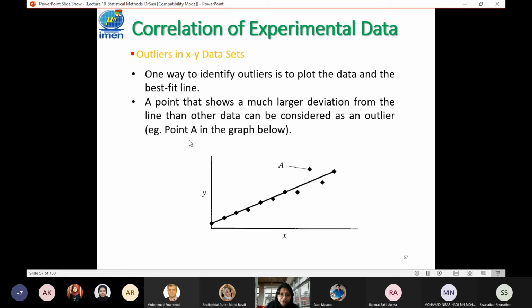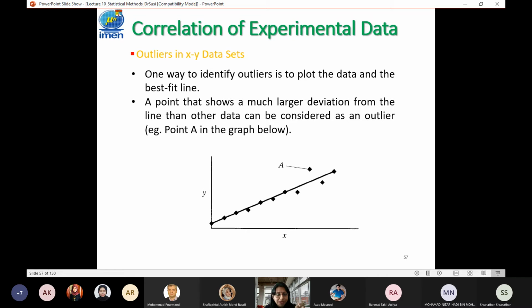Right, so just now, for the temperature, probably you had an outlier, right? An outlier is a point with much larger deviation than other data, and you consider it as an outlier. So what do you do when you have an outlier? Just now, some said just remove that data.